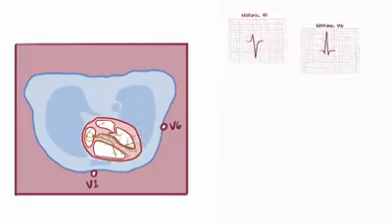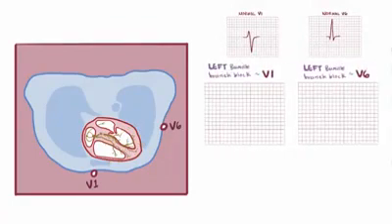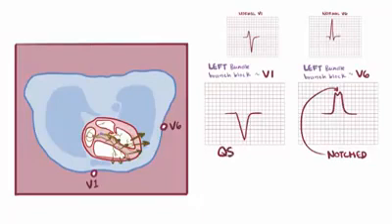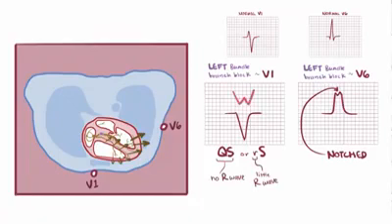Now let's say that there's a block along the left bundle branch. So now the overall direction of depolarization comes from the right side and moves toward the left. So away from V1 and toward V6, meaning negative in V1 and positive in V6. V6 will also often be notched, from the left ventricle depolarizing late. So when it's all said and done, V1 usually has a QS or a little rs complex. QS meaning an absent R wave and little rs meaning a small R wave, either of which give it a W shape. On V6, the large notched R wave gives it an M shape.